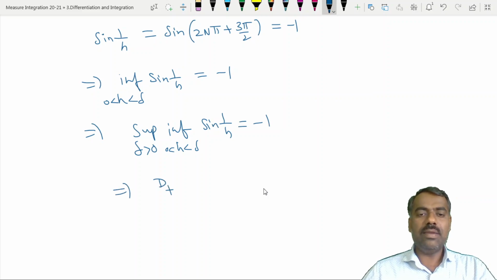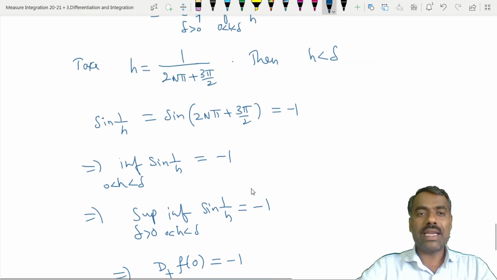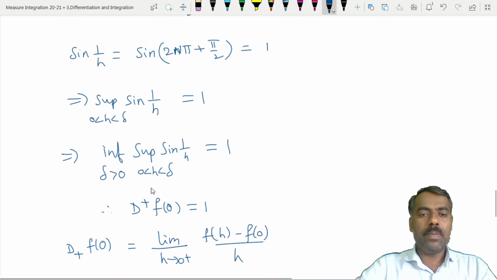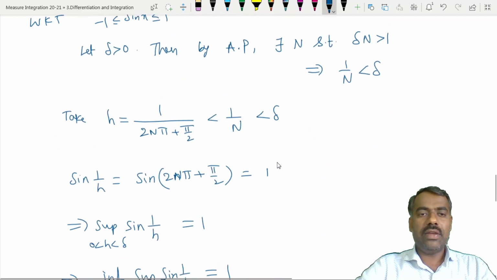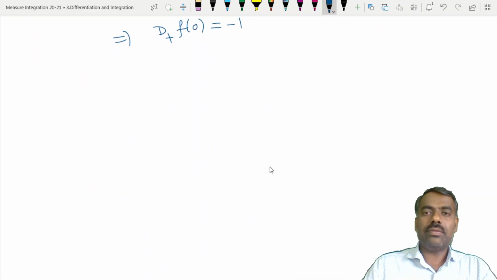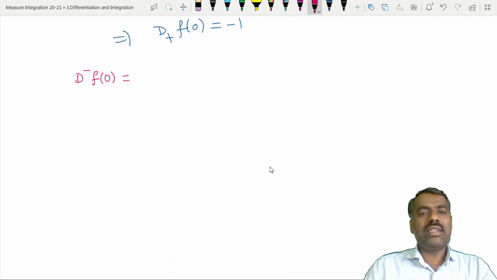This shows that D plus f of 0 is equal to minus 1, right? So the lower right derivative is minus 1, and the upper right derivative is 1. So this function is not even right differentiable. Similarly, what can you say about D minus f of 0?